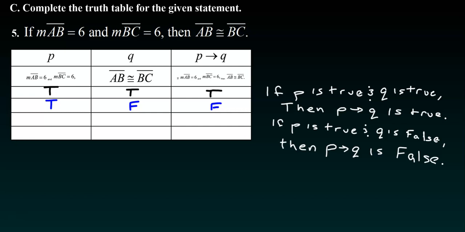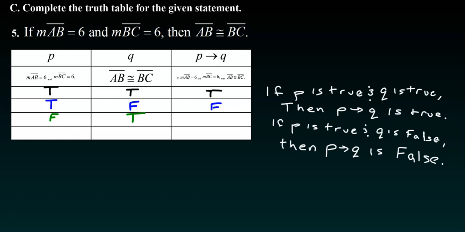Okay, let's try the next one. On the next one, we're now going to say that the first statement is false. We're going to say that the measure of AB equaling 6 and the measure of BC equaling 6 is false. That means that the measure of AB is equal to something other than 6 and the measure of BC is equal to something other than 6. But the second statement we're going to say is true. So even though AB and BC are different from 6, on the second one AB is equal to BC still.